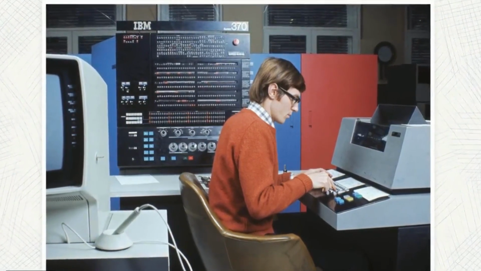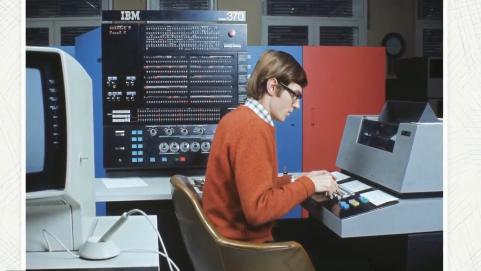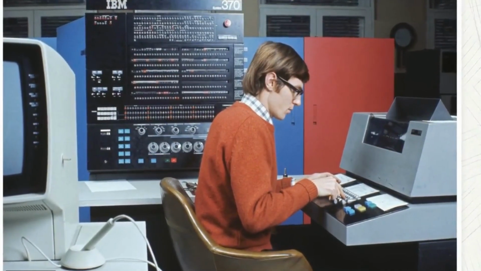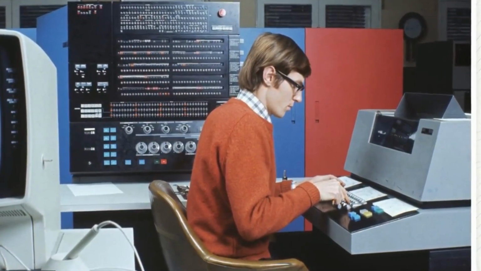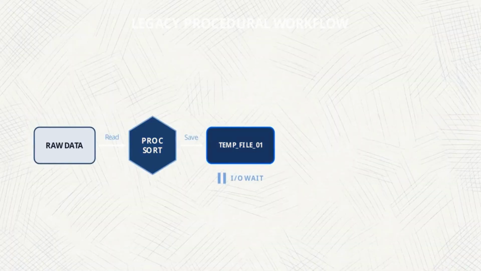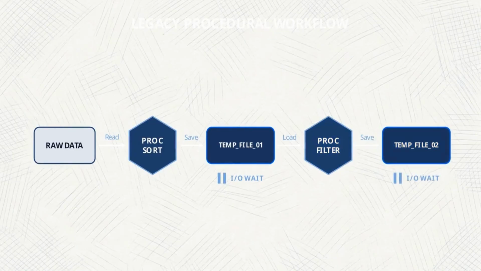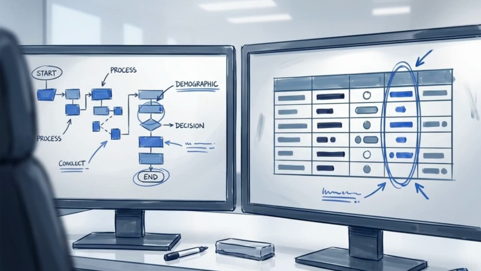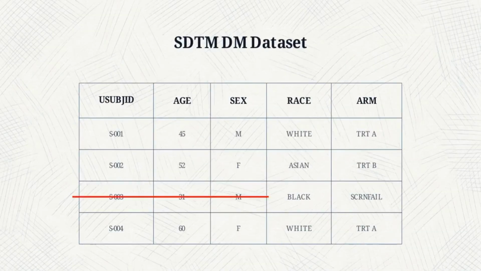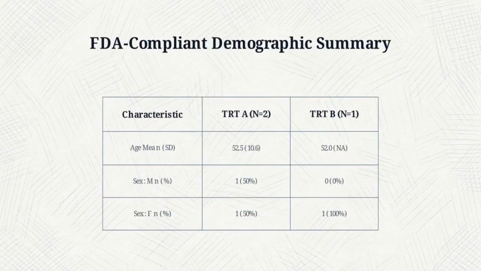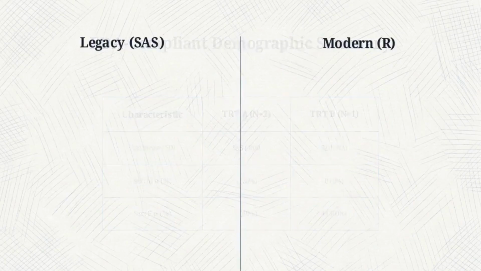Look at this programmer operating a 1970s IBM mainframe. This era defined a specific computing philosophy: process one discrete step at a time, save the file, and load the next. Today, that exact step-by-step logic is still used to perform standard tasks, like filtering and reshaping an SDTM dataset into an FDA-compliant demographic summary.